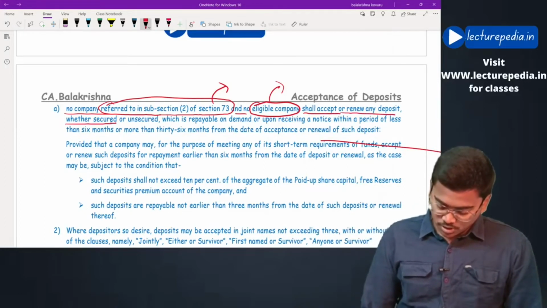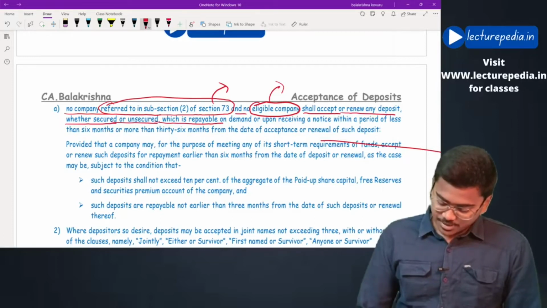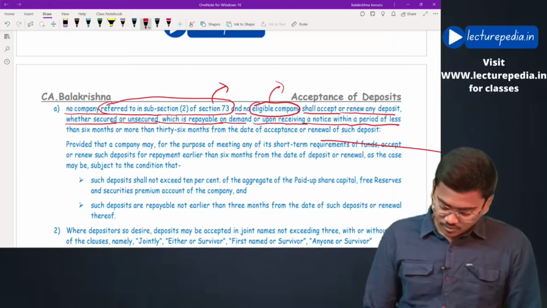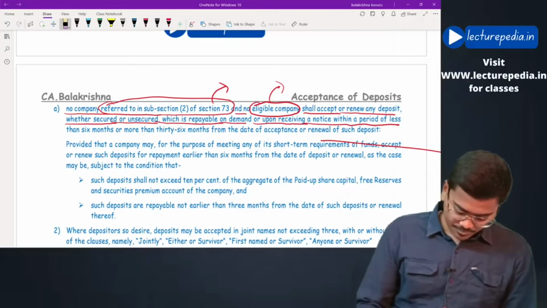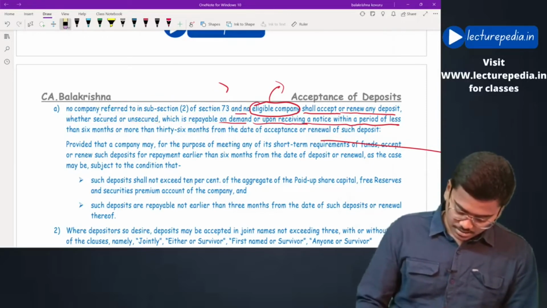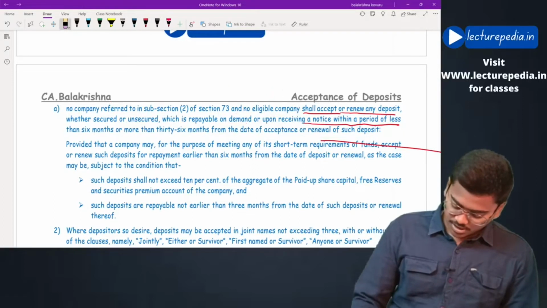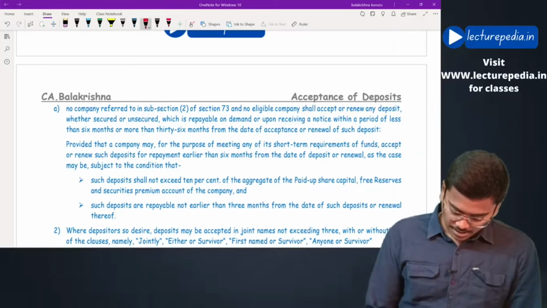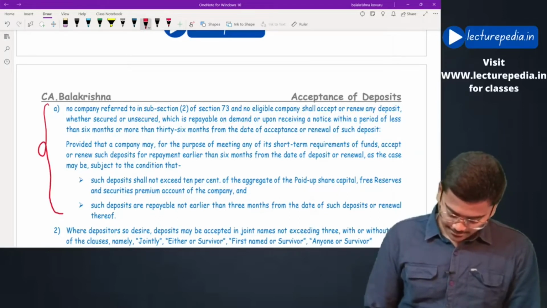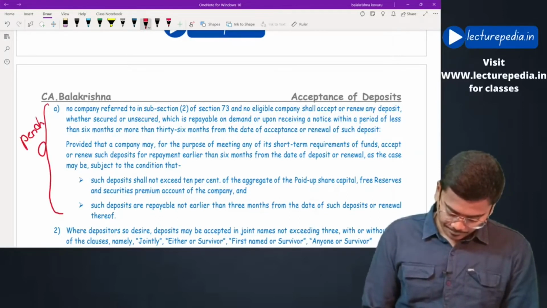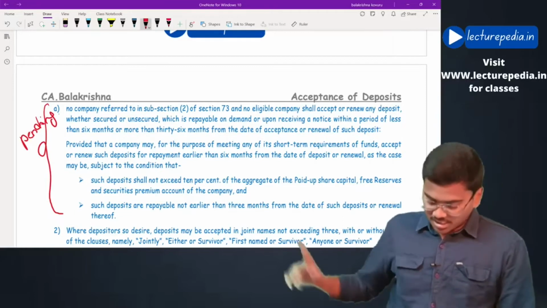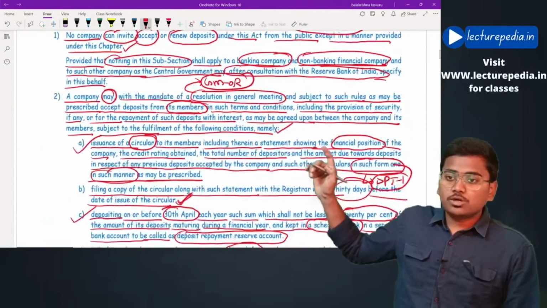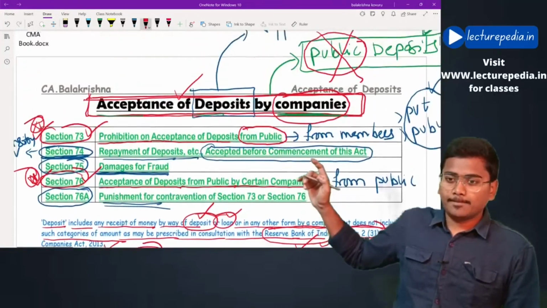whether secured or unsecured, which is repayable on demand or upon receiving a notice within a period of just a second, we'll discuss this point later. I have not discussed this point yet. I'm keeping this point as pending. Okay, here we kept one point as pending. In the above page also we have kept one of the points pending.